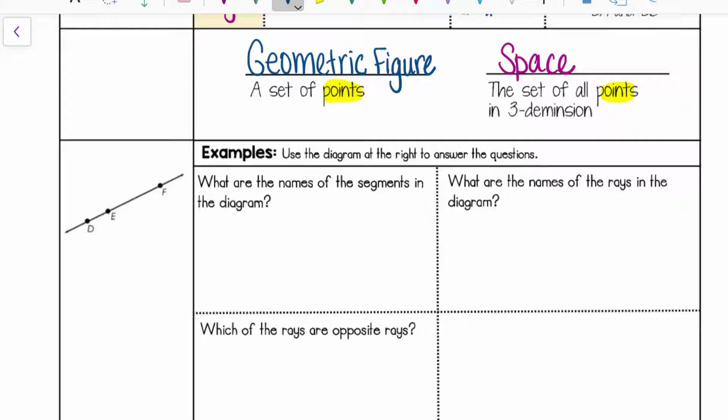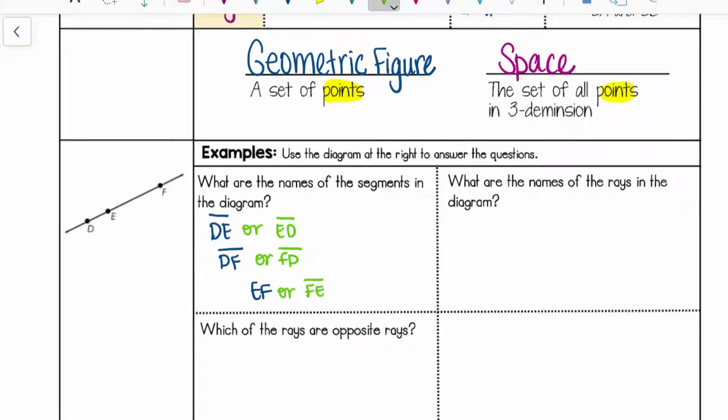We have segment DE, we have segment DF, and we have segment EF. And we can name these differently as well. We can name DE as ED. We can name segment DF as FD. We can name segment EF as FE.